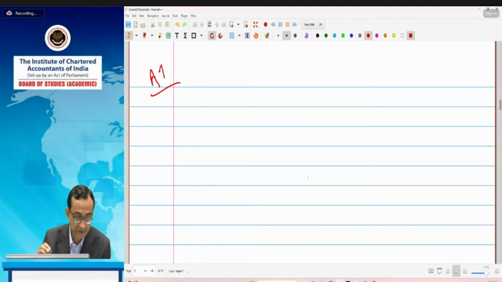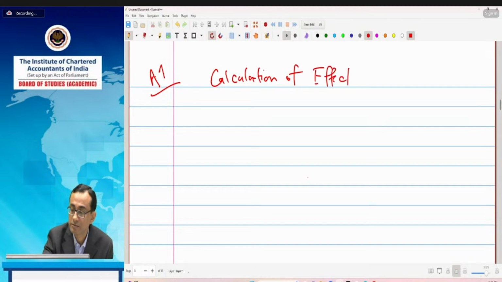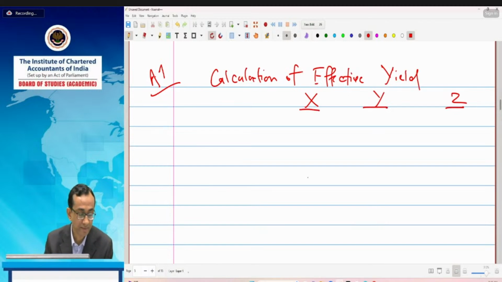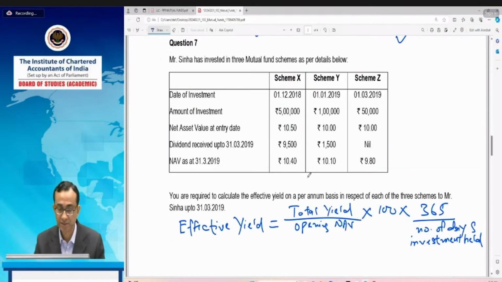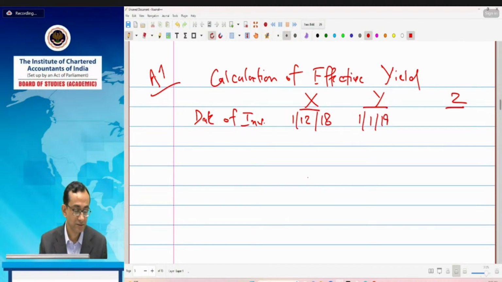Answer to question number 7. So this is the calculation of effective yield. There are three mutual fund schemes, that is scheme X, scheme Y, and scheme Z. Date of investment is already given in the question. This is the date of investment. So write it: in case of X, in case of Y, and in case of Z, it is 1/3/2019.